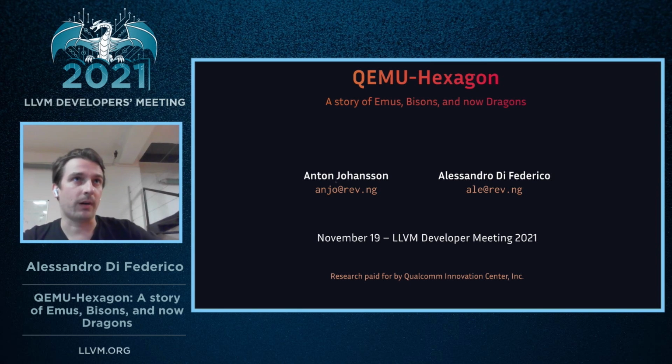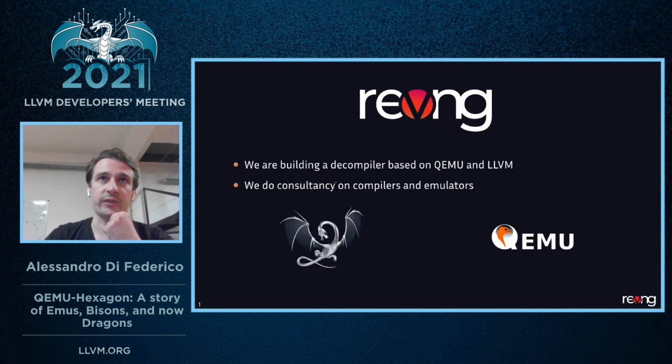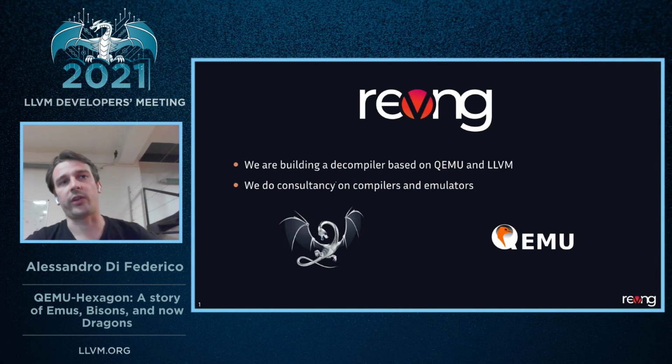And today we're going to speak about how LLVM can help us make it easier to add support for new architectures to QEMU, which is a well-known emulator. But first of all, let's spend a couple of words on us. We both work at Revenge, which is a company that's building a decompiler that is both based on QEMU and LLVM. So we have quite some expertise in this field, but we also do some consultancy on compilers and emulators.